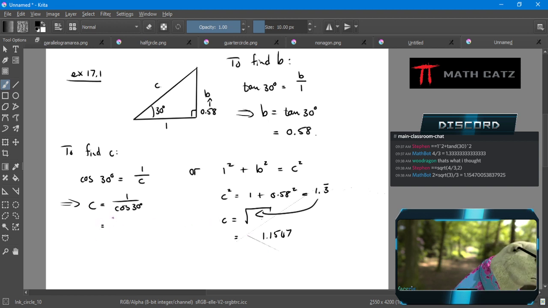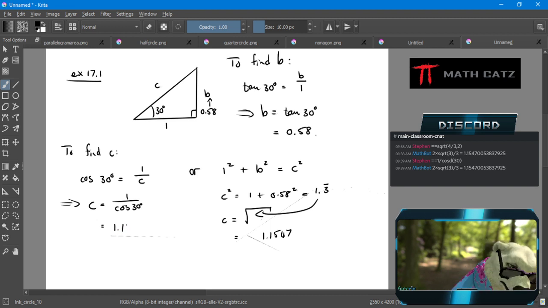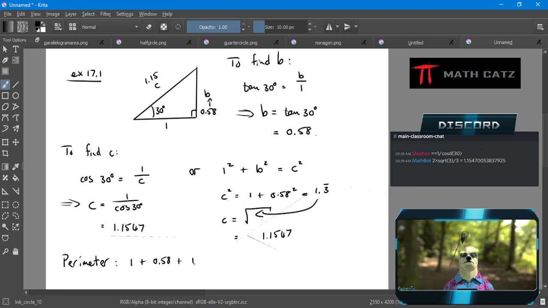Let's check the left side. If I go the seemingly simpler, but with trig functions, root 1 over cosine 30, if MathBot is playing along, that should be the same, and it is. So I get 1.15 for C, and now we can calculate the perimeter. Perimeter is then my 1 plus my 0.58, whatever it is. I can present it as an answer, rounded, plus my 1.15, and then you can go ahead and you have your answer.